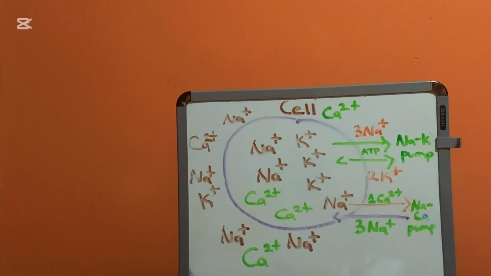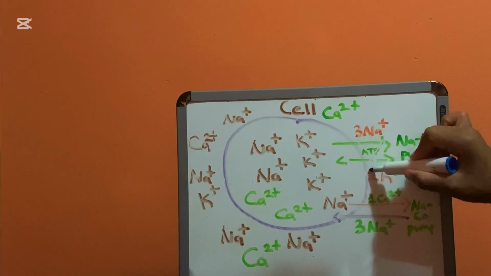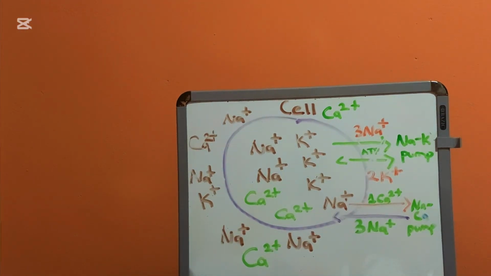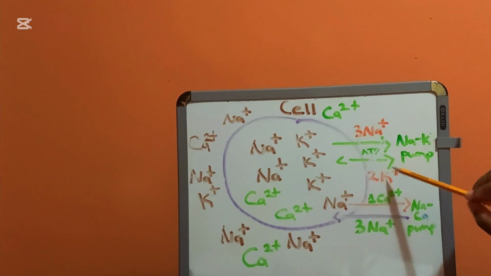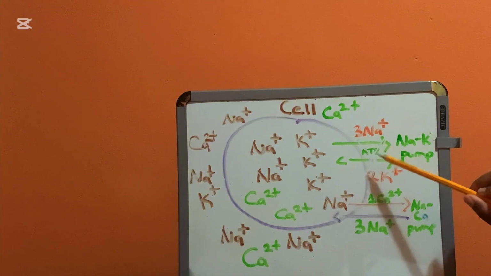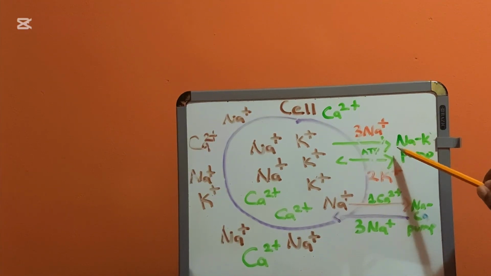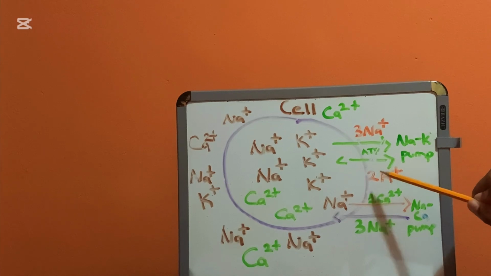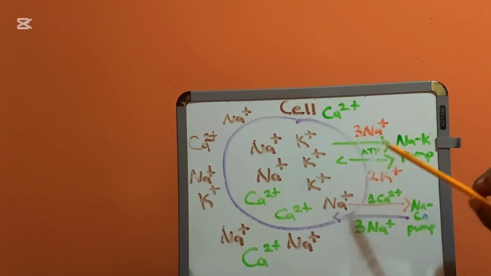Let me see if I can get a marker to draw an X. You can't really see the X, but that's what digoxin does. So we're going to block this pump, the sodium potassium pump. Imagine that this pump is blocked. That means that we cannot get the 3 sodium out and we cannot put 2 potassium in. So if we cannot get the 3 sodium out, what does that mean?